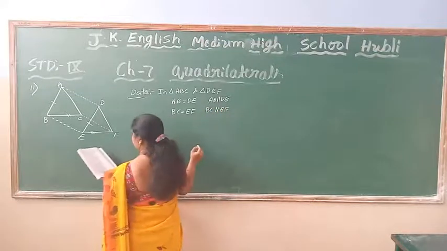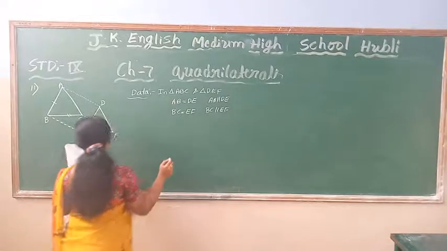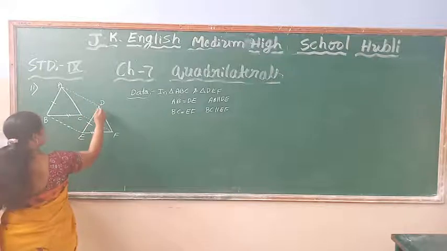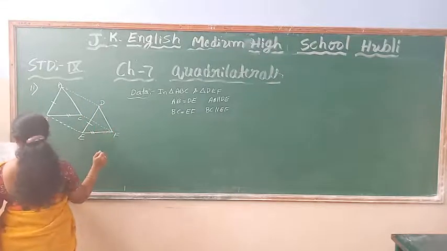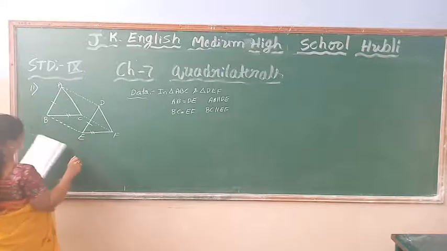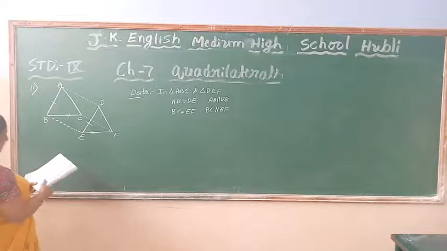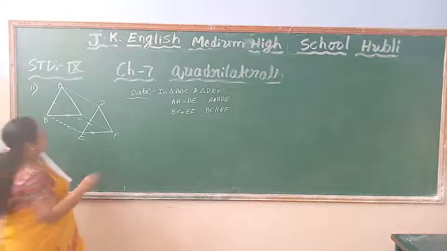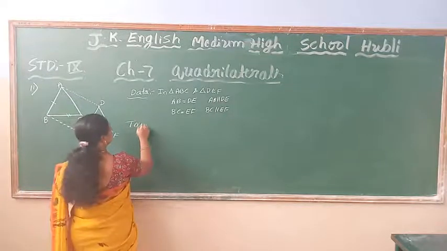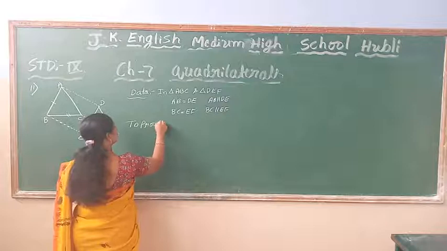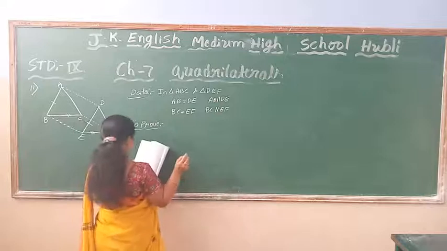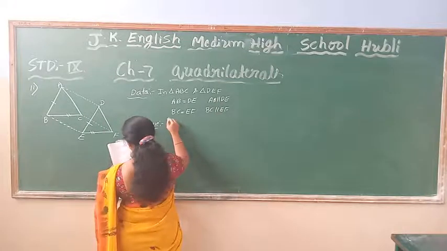BC is also equal to EF and BC is parallel to EF. This is also given. ABC vertices are joined to vertices D, E, F respectively. Show that, then, what I have to prove. First one, quadrilateral ABED is a parallelogram. I have to prove it.